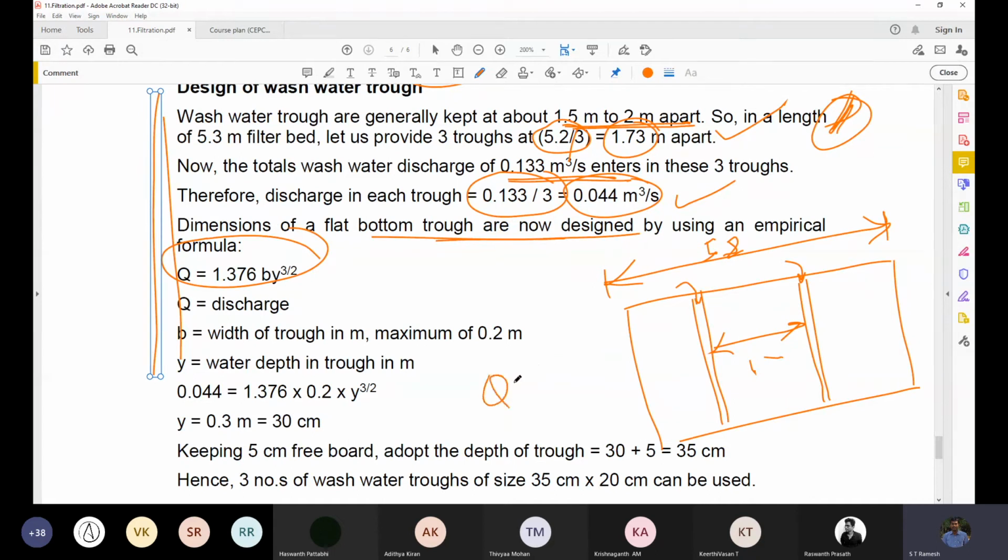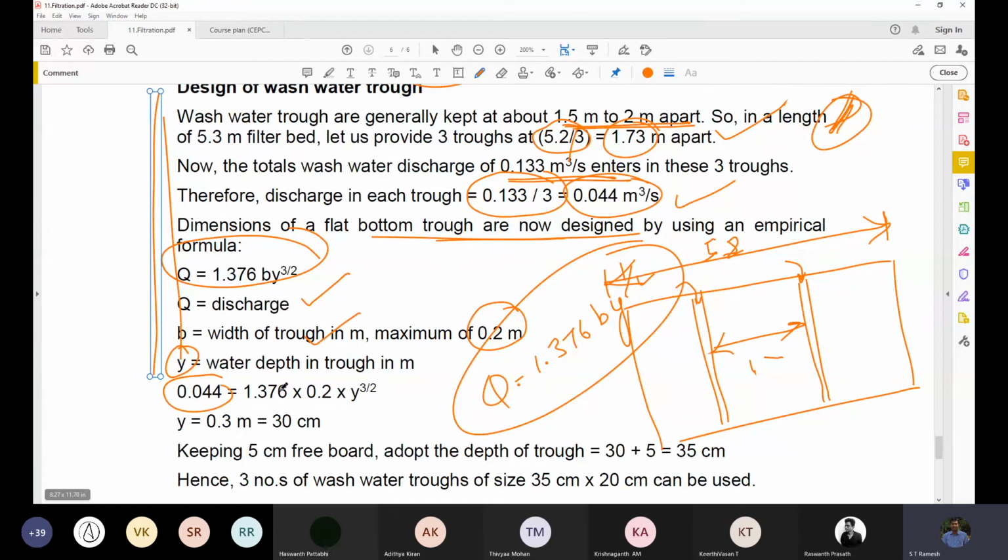Okay, so Q is equal to 1.376 B y power half. Okay, please remember this equation. And Q is equal to discharge, B is equal to width of the trough. Normally it is in the range of 0.2 meter, and y is equal to water depth. Okay, now you can calculate Q is equal to 0.044 per trough equals 1.376 into width 0.2 meter into y. Now it is y, this unknown factor.